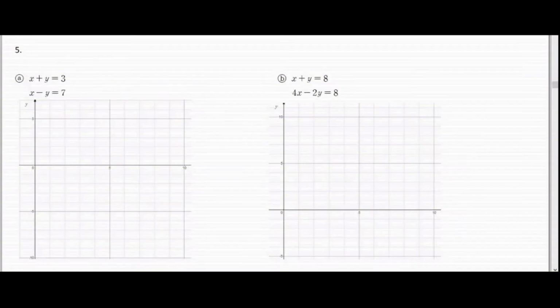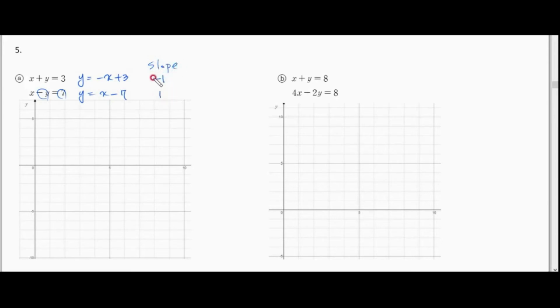This is question 5. In this question, we should just draw the graph for those 2 equations and find the point of intersection. Let's start with A. Change to y equals form, and y equals negative x plus 3, and also, for the other, y equals x minus 7. And let's find those slopes. The slope for the first one is negative 1, and for the second one is 1, right down, right up.